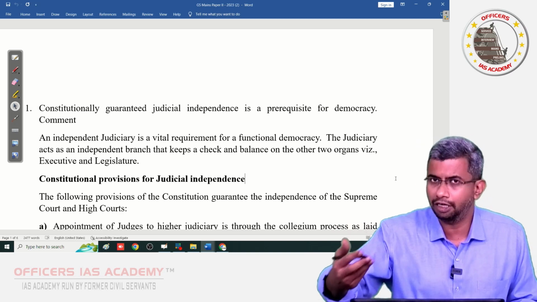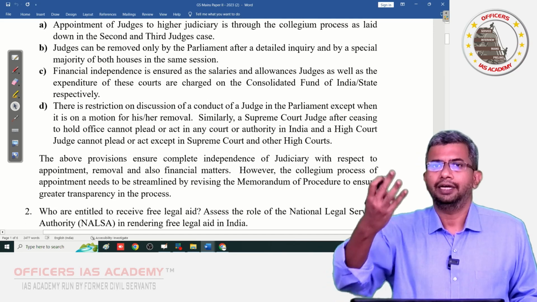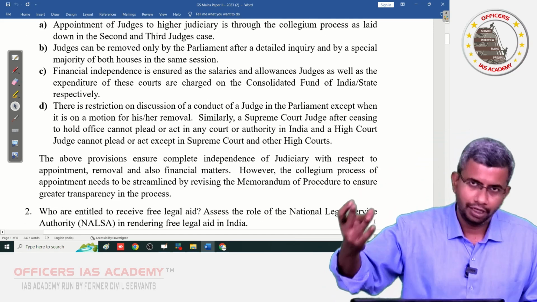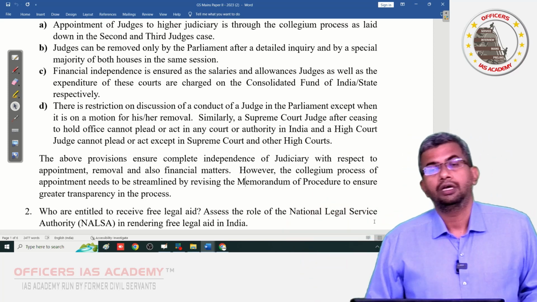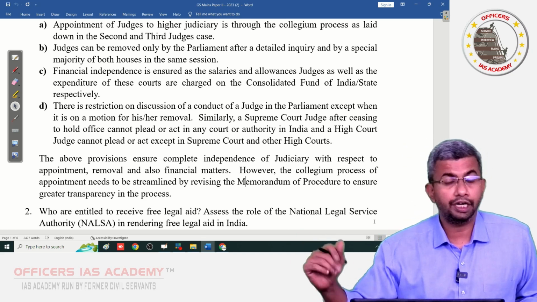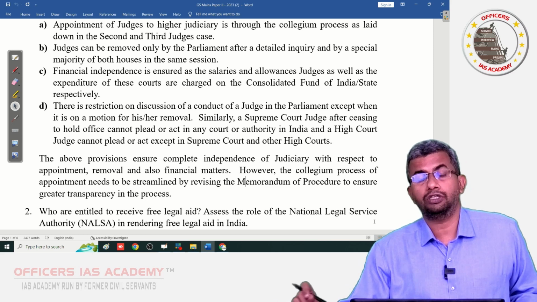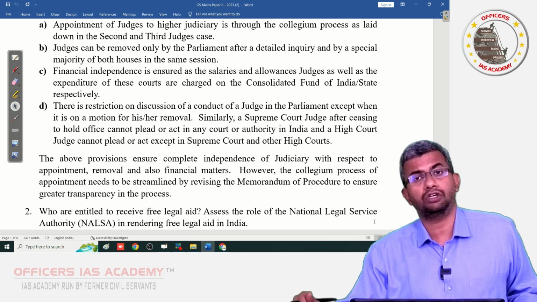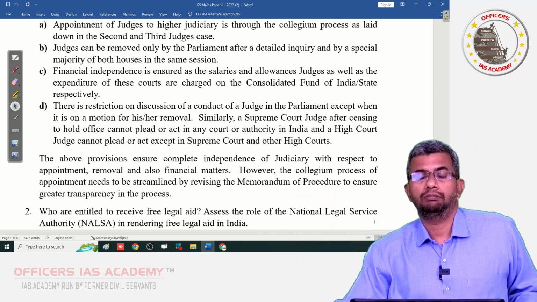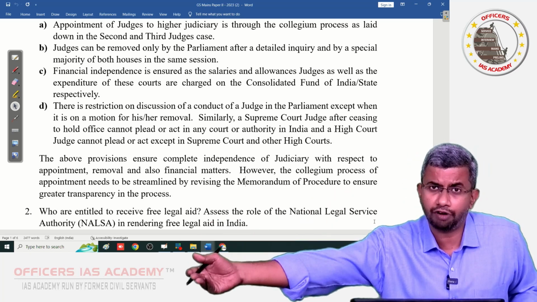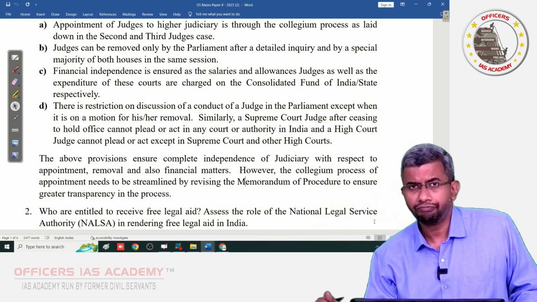Your introduction will be: an independent judiciary is vital for a democracy, and in appointment there is independence with the collegium. In removal there is independence, because Parliament only can remove the judges after a detailed inquiry by a special majority. There is financial independence, because the expenditure of the judges as well as the Supreme Court is charged on the Consolidated Fund of India, and similarly on the Consolidated Fund of the state, because it is an independent judiciary both at the Supreme Court and High Court level.